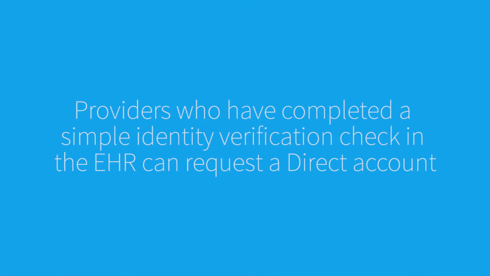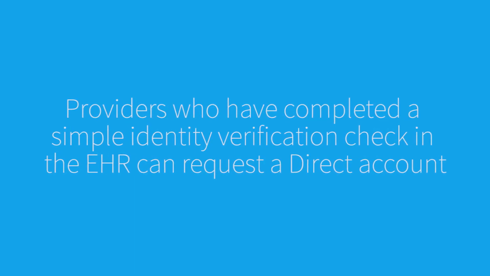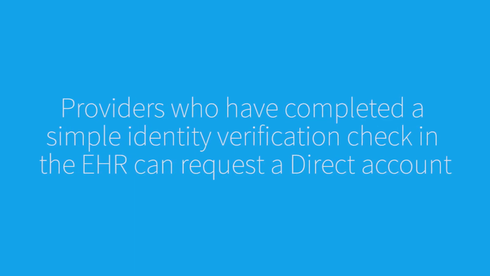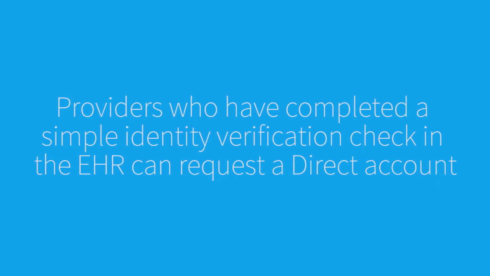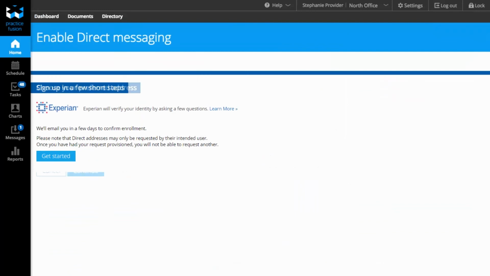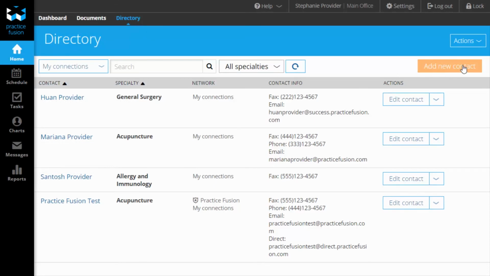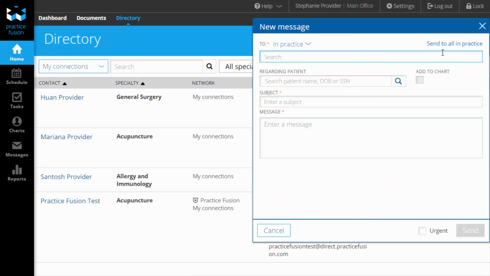Practice Fusion will provision direct accounts to all providers who have gone through a simple identity verification check in the EHR, completely free of charge. To sign up for a direct account, click on the Direct Messaging tile on your practice dashboard and follow the steps. Once your direct address has been provisioned, you can start sending secure messages to other providers enrolled for direct messaging. Reach out to your colleagues and begin including their direct addresses in your directory to start communicating.